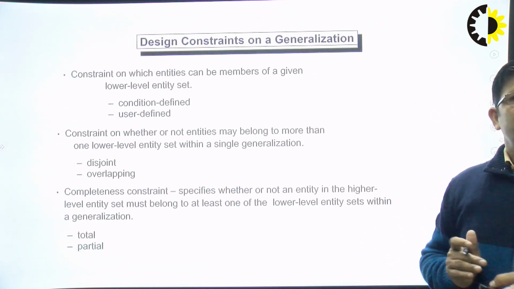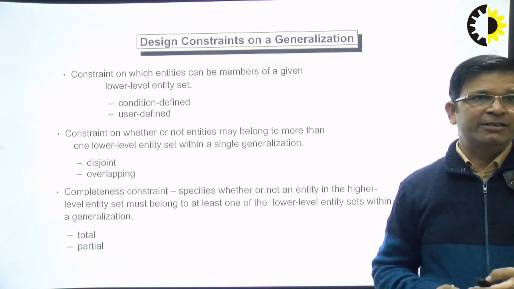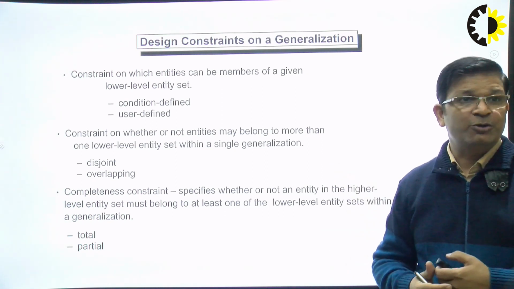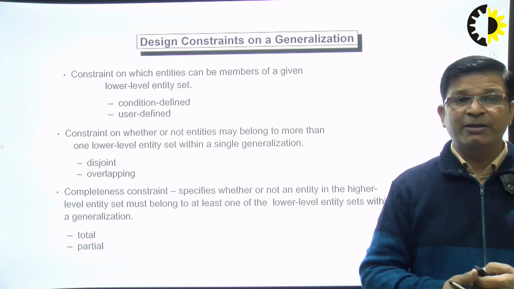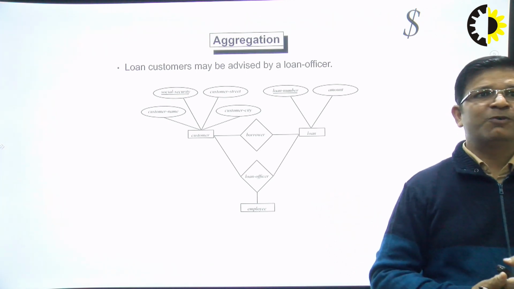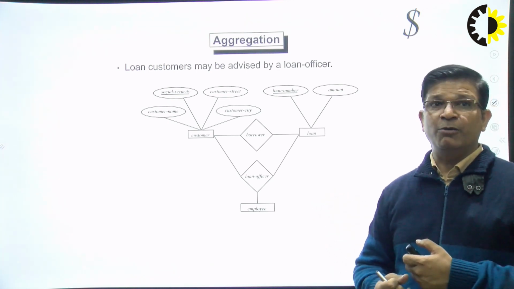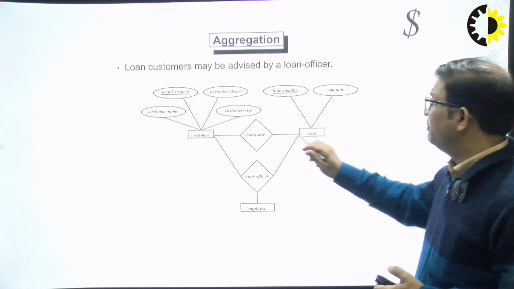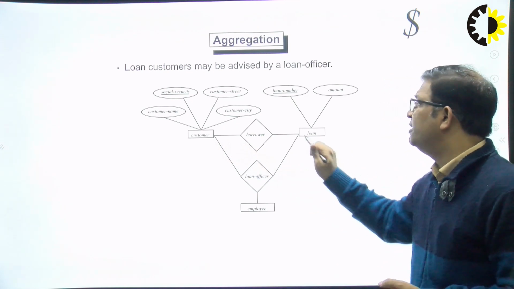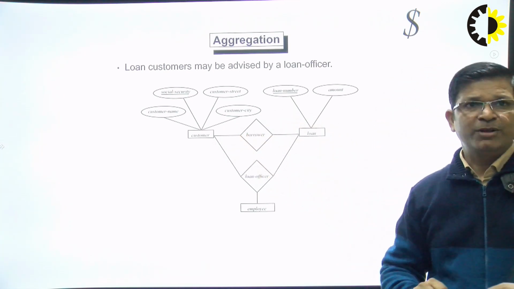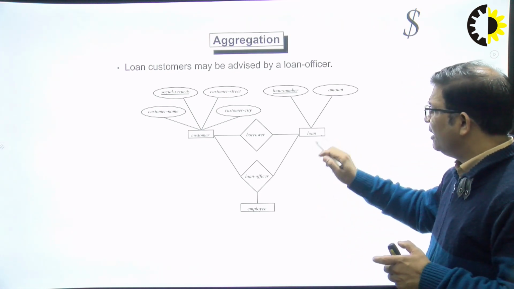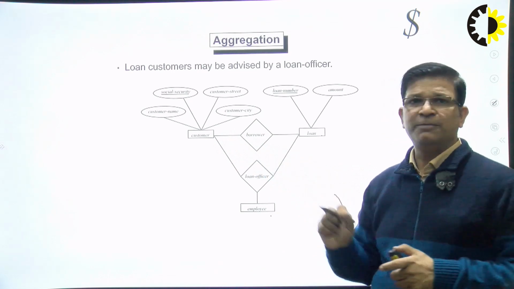Okay. So these are the design constraints of generalization. The design constraints are that it can be condition defined or user defined, and can be disjoint or overlapping. So these are some design constraints. This is aggregation. Aggregation is what? A loan customer may be advised by a loan officer. For example, if there are multiple entities and these entities are correlated with each other in this way. So we have to do it in this way, like this loan entity is related to employee, is related to customer.